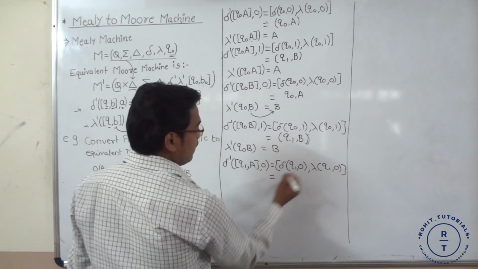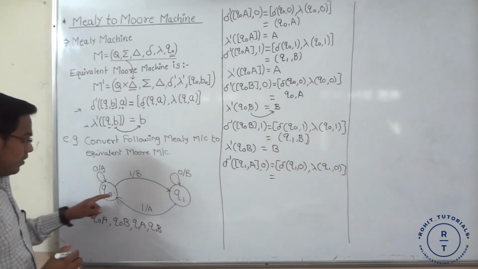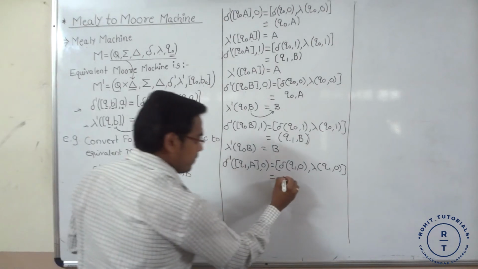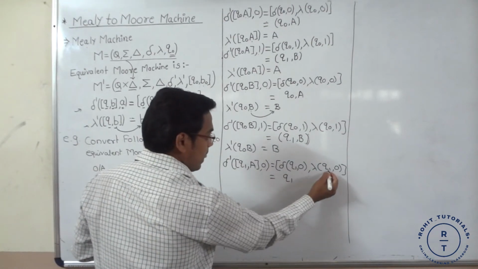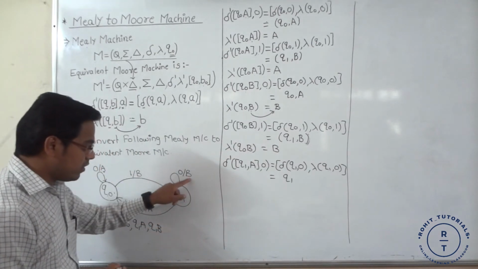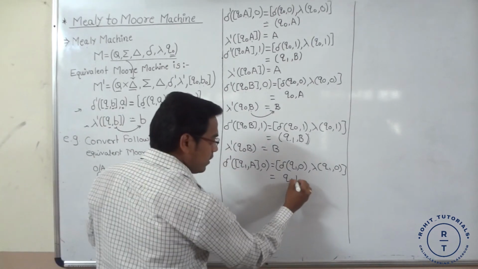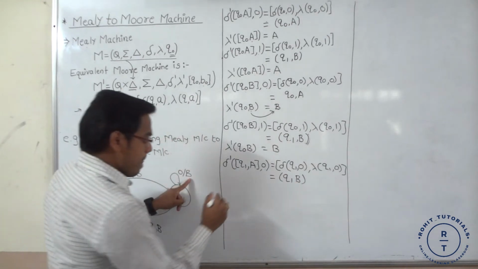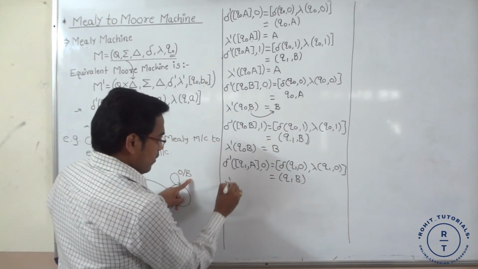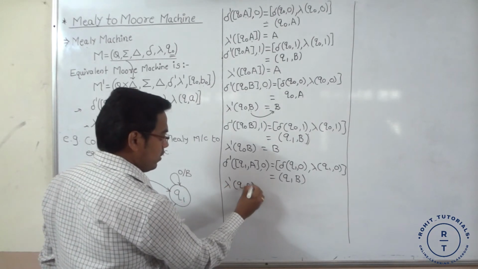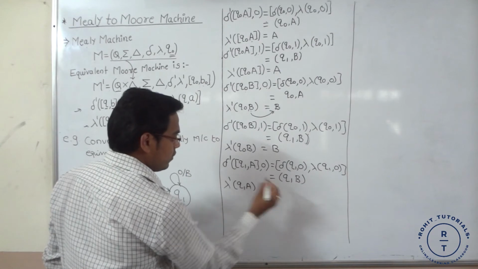Here Q1 state 0 is occur, it goes to Q1 because it is the transition function. And Q1 state 0 is occur, what is the output? Output is B. So this is the newly generated state. And output function Q1 state, output is A, so which is equal to capital A.